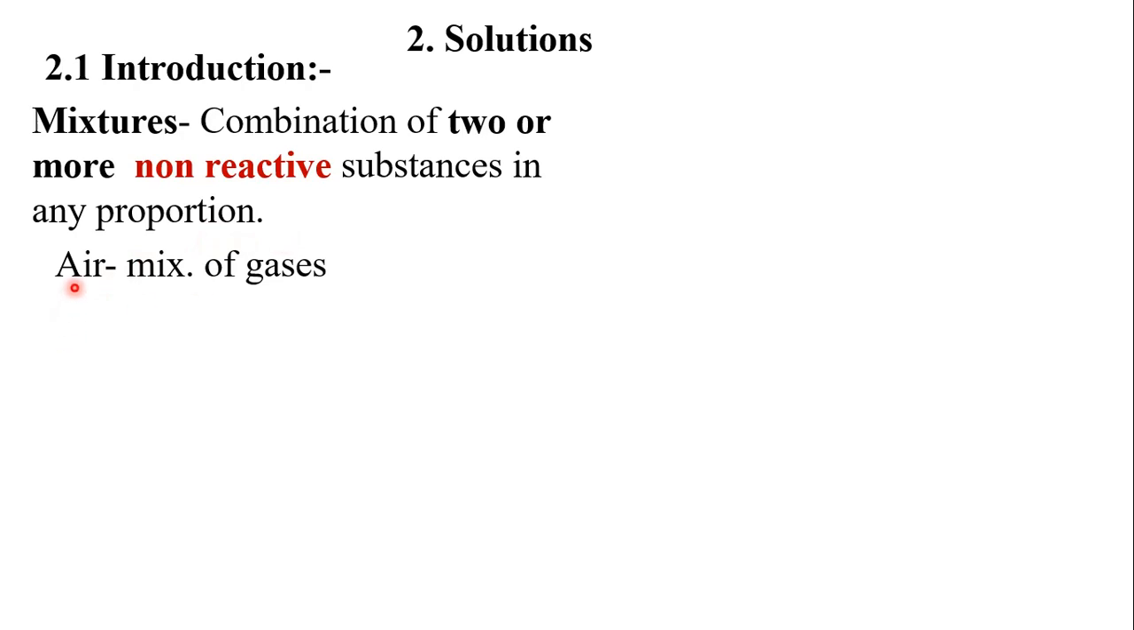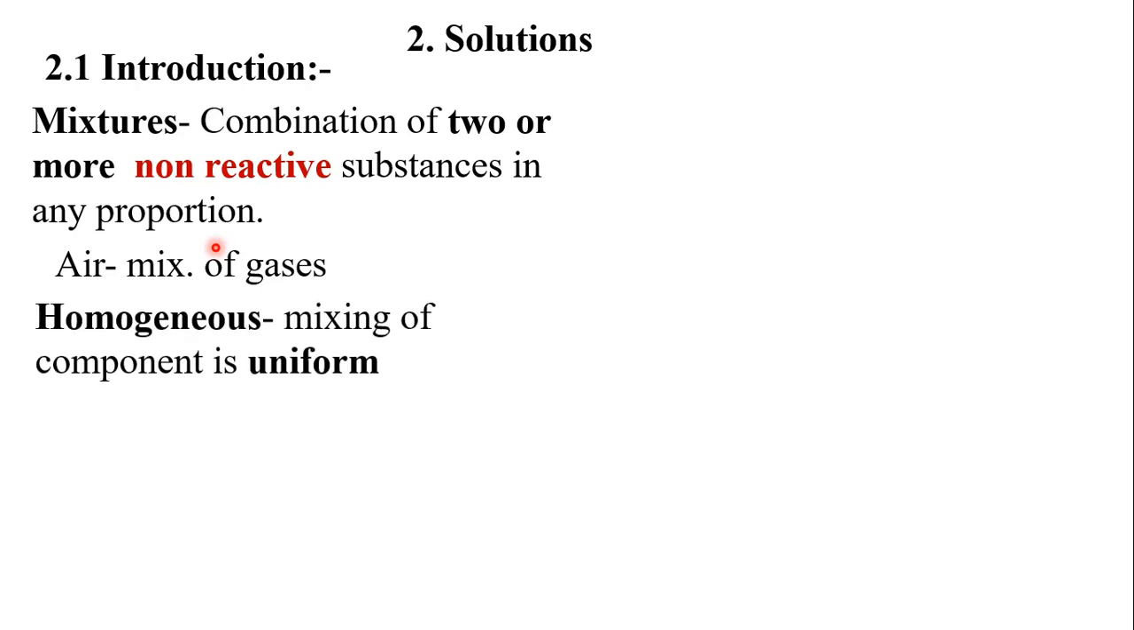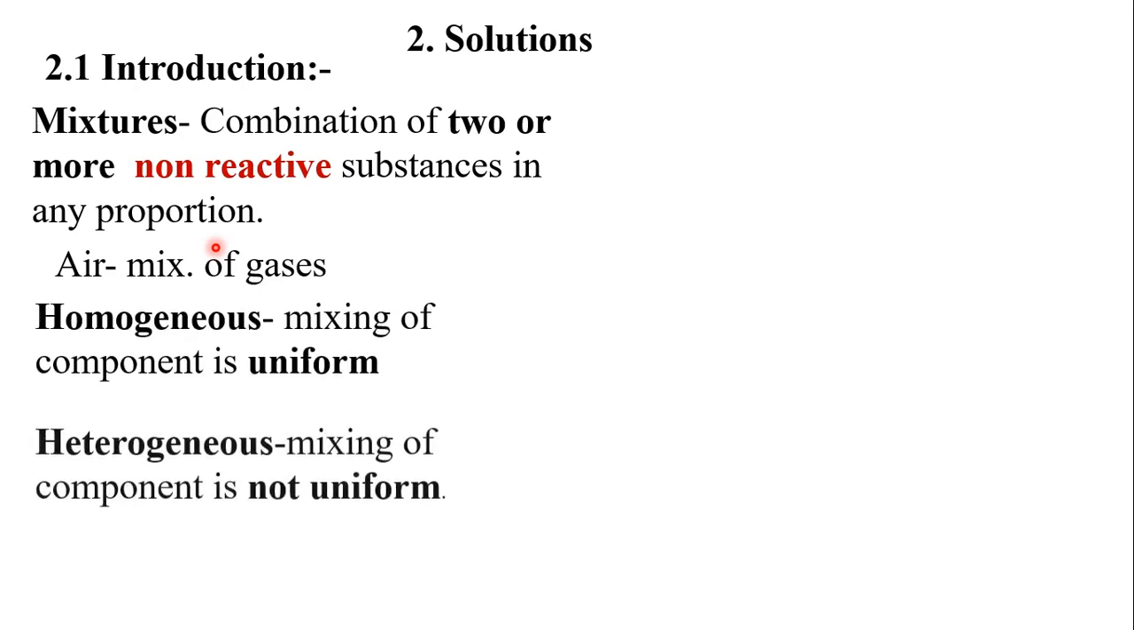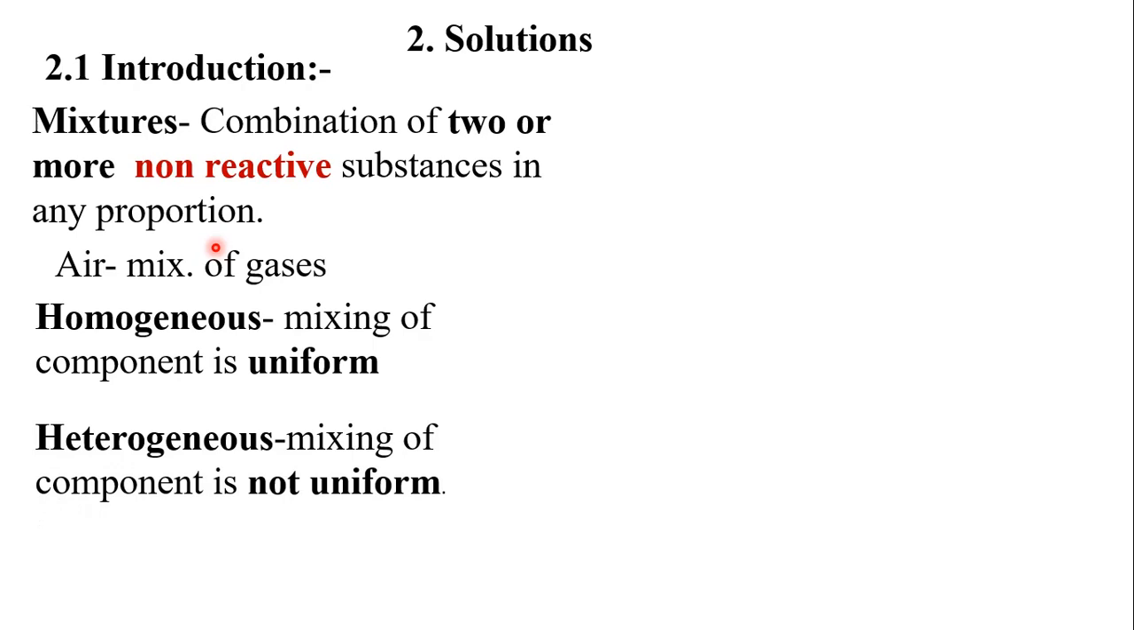For example, air. Air is a mixture of oxygen, nitrogen and some inert gases such as argon in trace amounts. So, air is a mixture of gases. Rocks are also a mixture of two or more minerals. So a mixture is a combination of two or more non-reactive substances in any proportion. And these mixtures are of two types: homogeneous mixture and heterogeneous mixture.